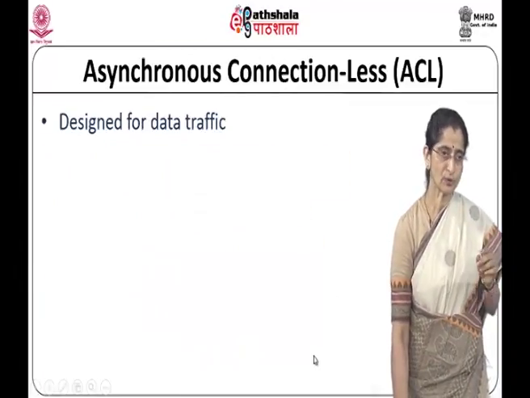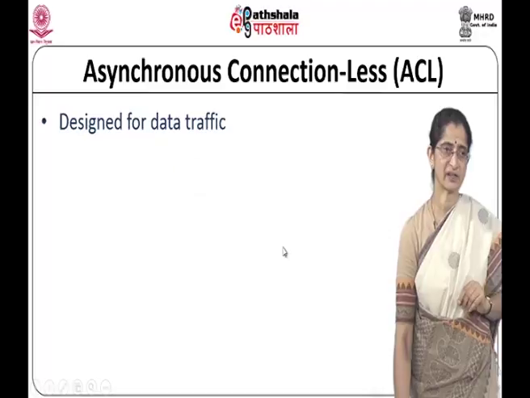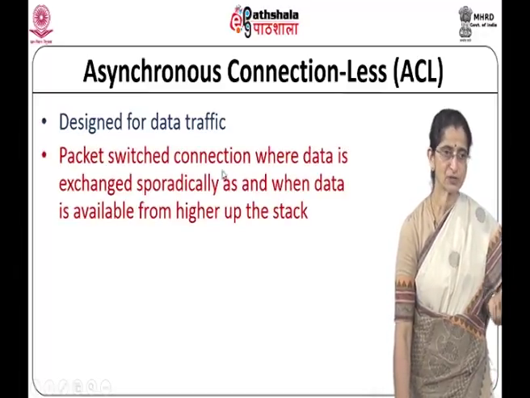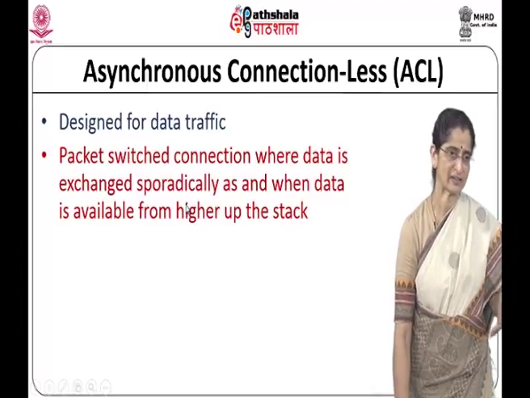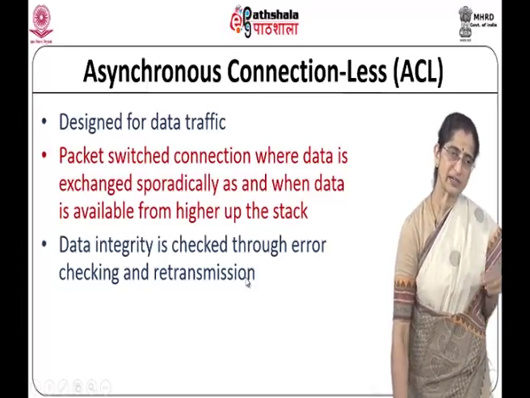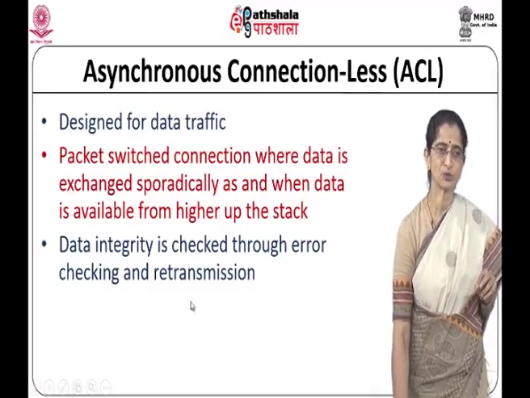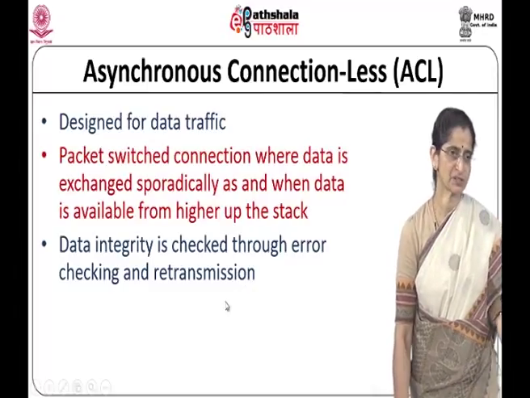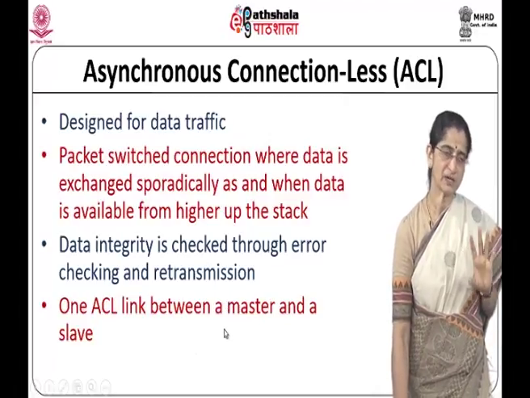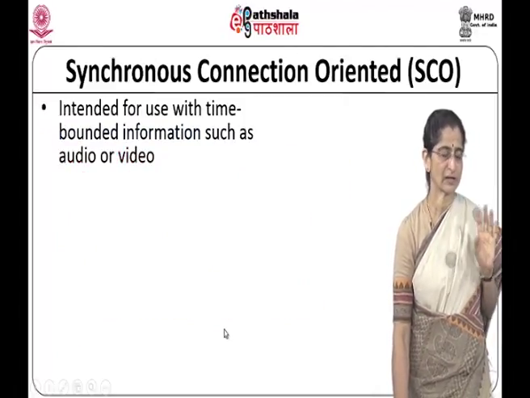If you look at the ACL, the asynchronous connection link, it is designed basically for data traffic and packet switched connections where data is exchanged sporadically as and when data becomes available. Data integrity in this case is normally checked through some error checking, and a retransmission is done if there is an error. Normally there is one ACL link between a master and a slave. So that is what happens in ACL.